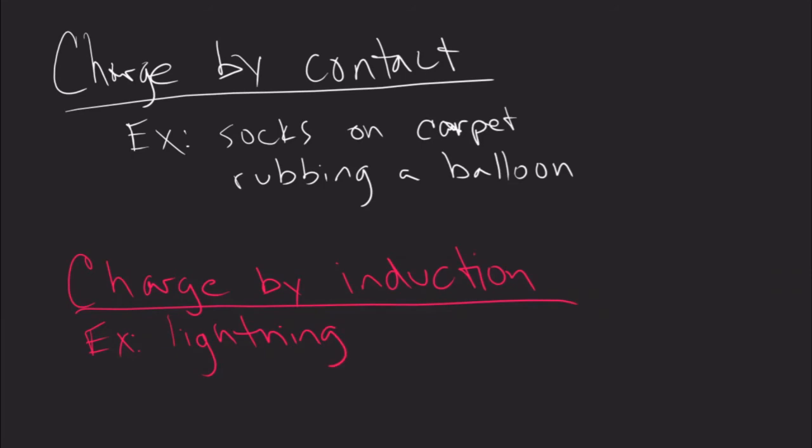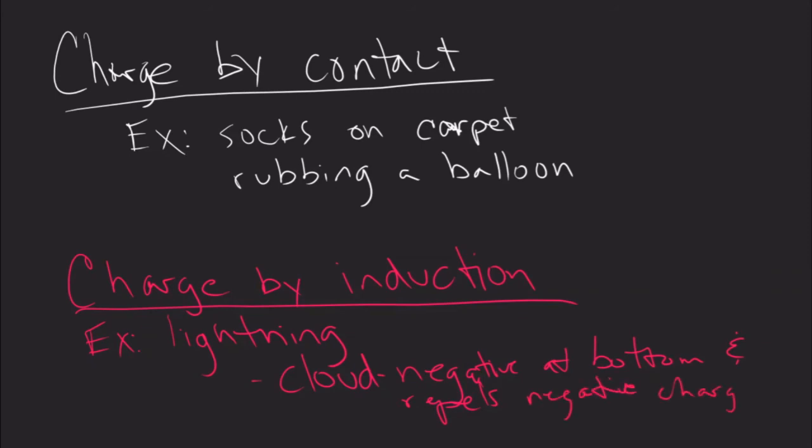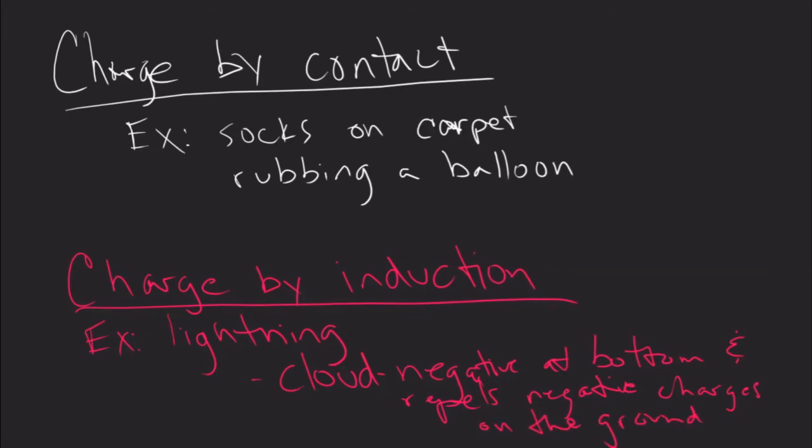what happens is we get a cloud that's negative at the bottom. The cloud is negative at the bottom, and repels negative charges on the ground. And so what happens is, because it's negative at the bottom and it repels negative charges on the ground, you get this buildup of different charges. And what do we know about different charges? Well, they're attracted to each other.